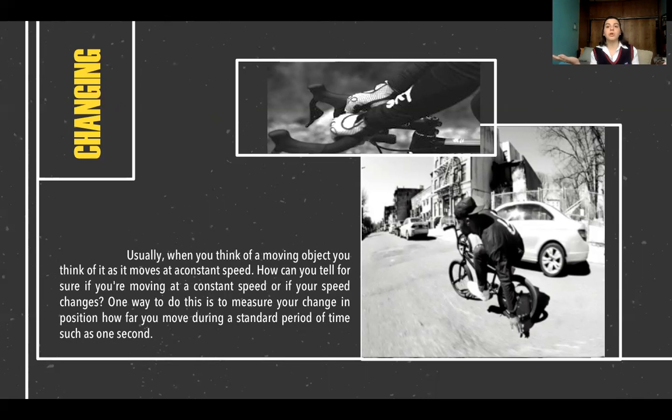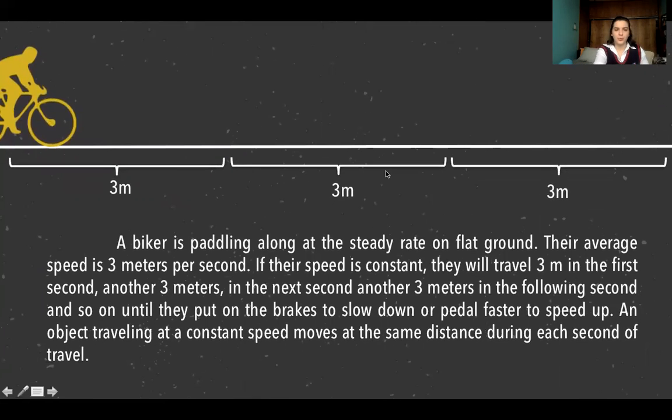So, when we're moving, we're not moving in the same place. If we move our hand, it is changing its position from one place to another. When we are traveling by a bike or by a skateboard, we're changing our position from whatever place we were to the place we are traveling to. So, a biker is pedaling, this is another example. A biker is pedaling along at a steady rate on flat ground. Their average speed is 3 meters per second.